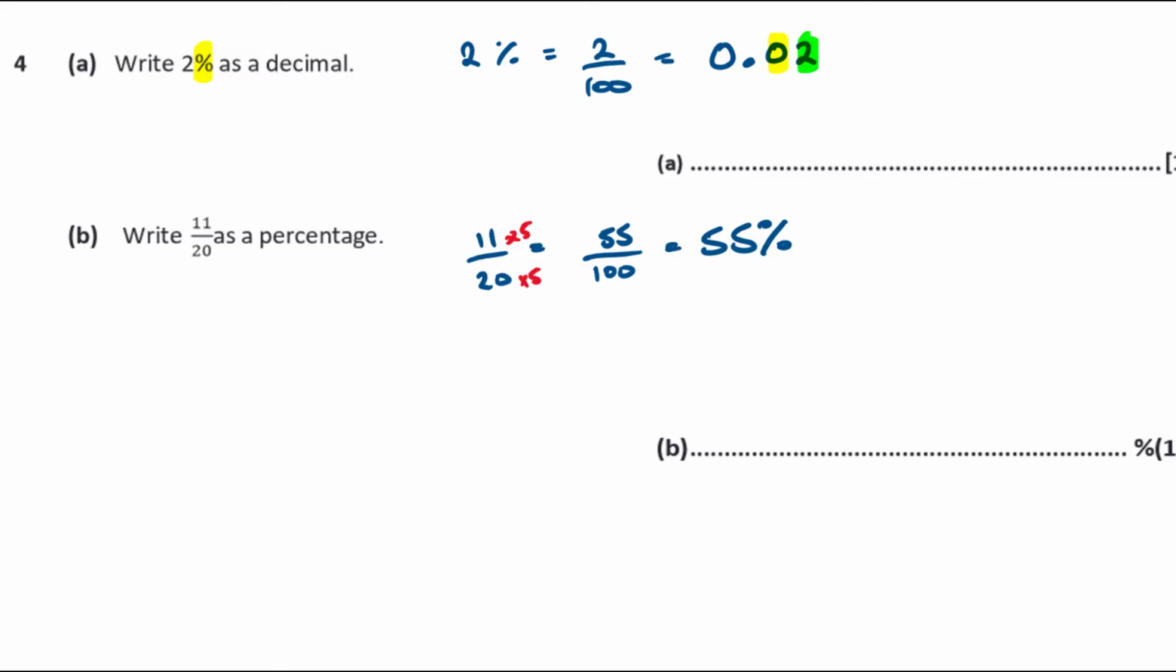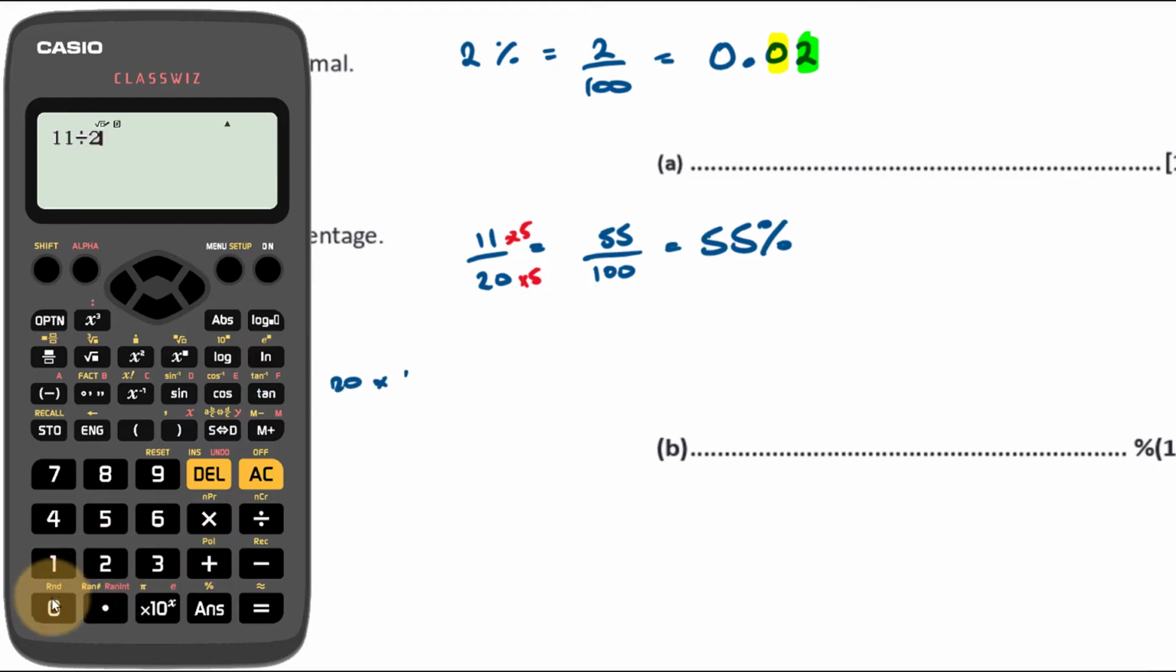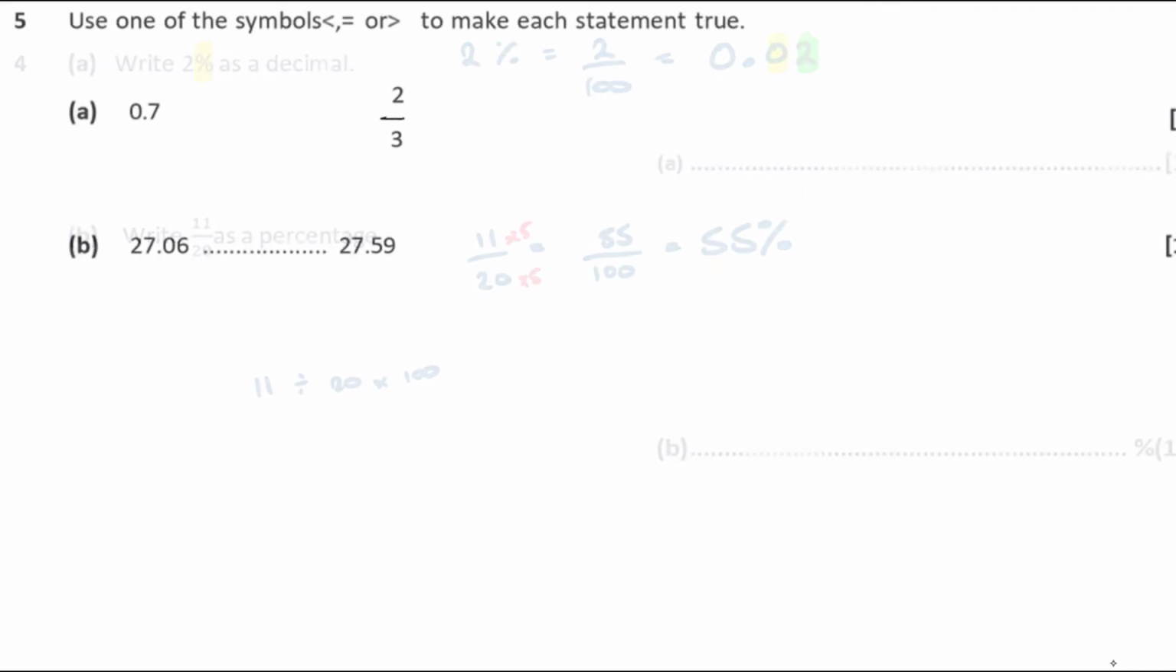Okay. Now you can also just do this on your calculator. You can just type in 11 divided by 20 times by 100 into your calculator. 11 divided by 20 times by 100, and that's going to give you the percentage as well. Okay, it's a calculator paper, so you can do it with a calculator, or it's not really that hard to do it manually.